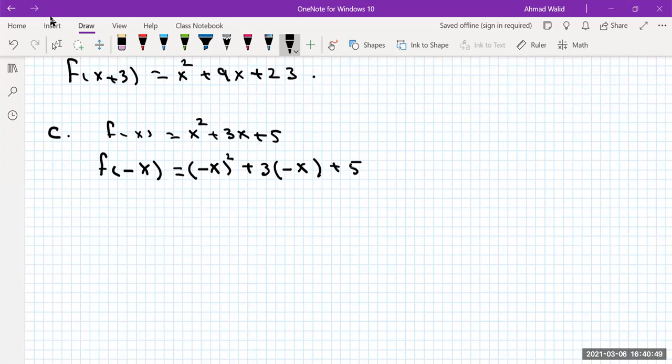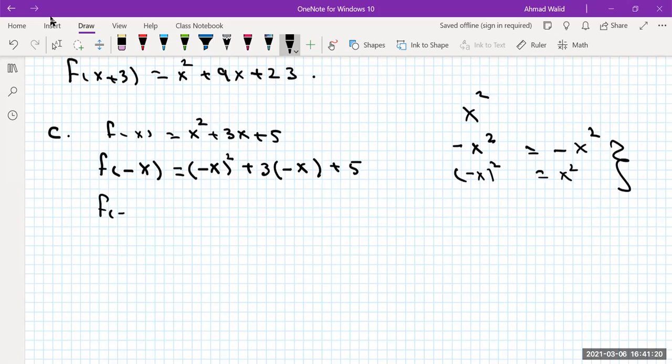Be careful here. When you are replacing x squared with negative x squared, don't just put the square on top of the x. If you do this, your answer is negative x squared. But if you use parentheses around, your answer is positive x squared. There is a huge difference here, right? Be careful with that on the test day. Then f of negative x equals x squared. Positive times negative gives you negative 3x plus 5, done.